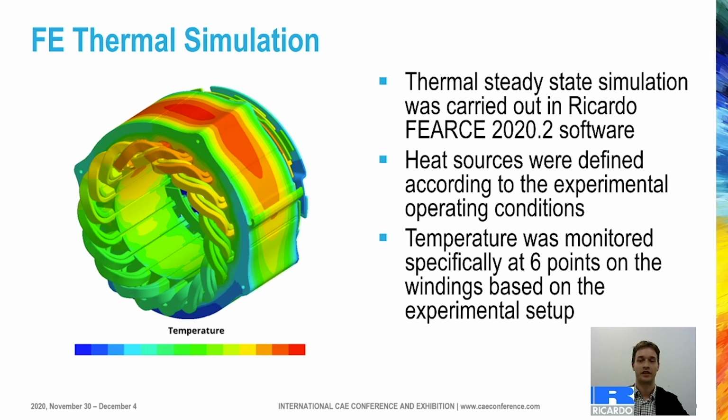Subsequently, the HTC map was used in the steady-state finite element thermal model that was built in software Fears from Ricardo. The temperature was monitored at 6 different points on the windings that corresponded to locations of the temperature sensors in the experimental setup.